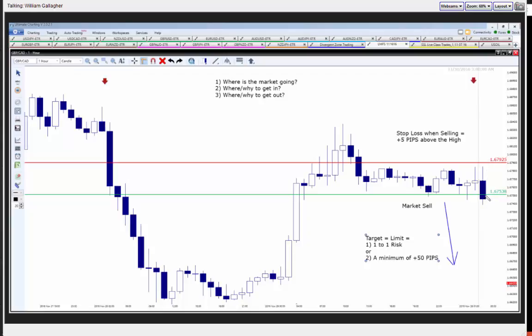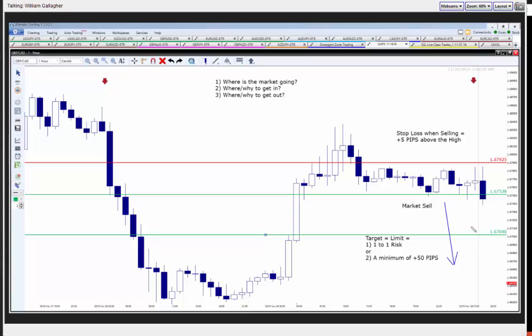So if we set our target at 50 pips, 1.6704, right there is going to be our target. So we're going after 50 pips on this trade. So we have our entry, we have our stop loss set, our limit is set.